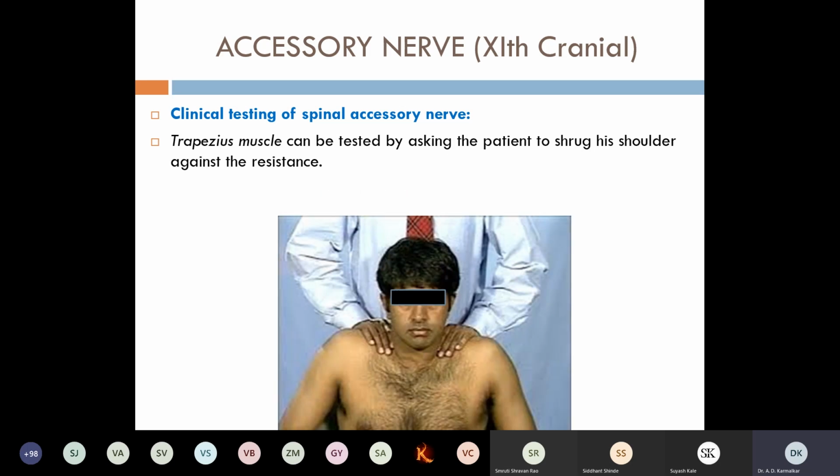Trapezius muscle, simple: go behind the patient, stand, put both hands on the shoulders and ask the patient to shrug his shoulders. So that's the way you can test for the trapezius muscle. So in both cases we are testing the spinal part of the accessory nerve. You should know these two muscles: how to test the sternocleidomastoid muscle, how to test the trapezius muscle, what is the nerve supply, what is the motor component, what is the sensory, proprioceptive component.